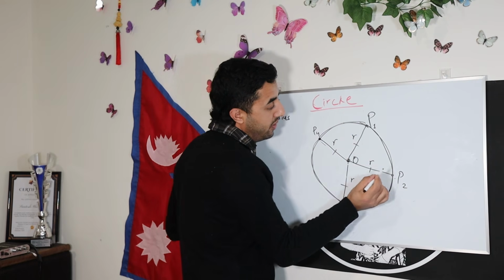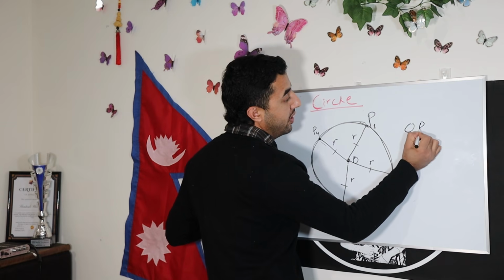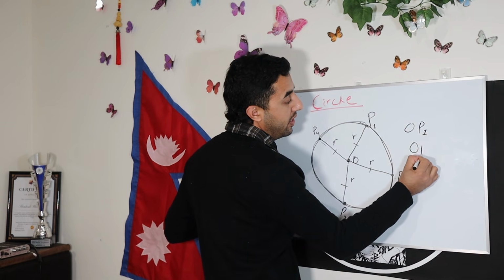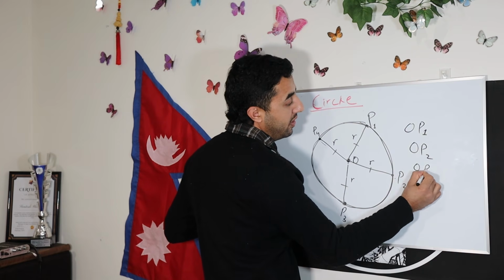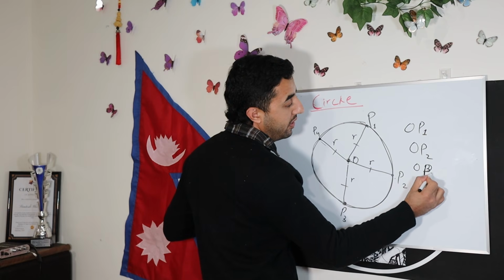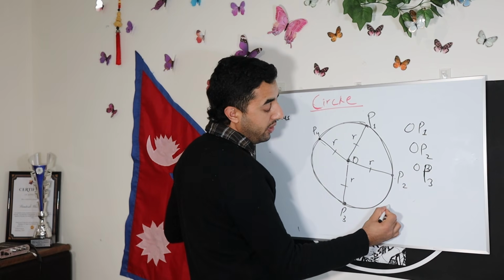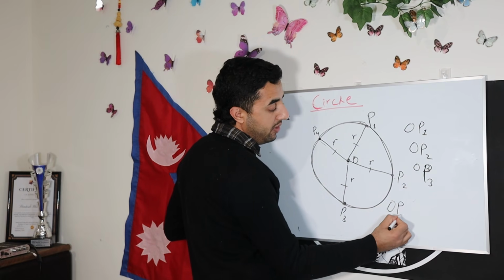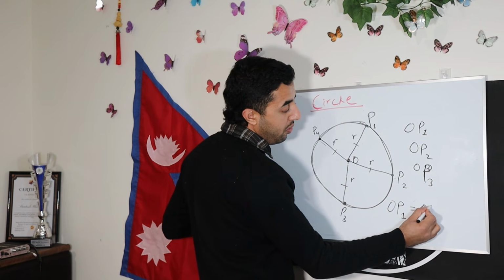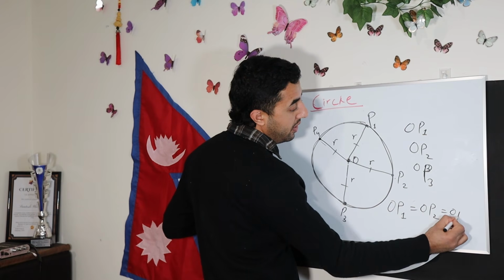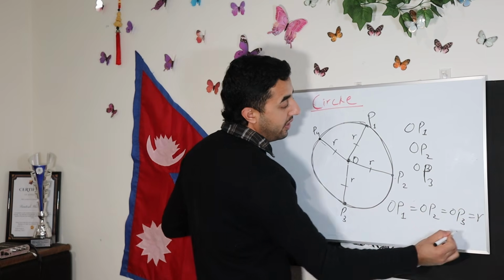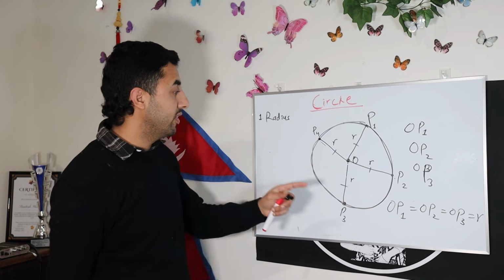Suppose OP1 is radius, OP2 is radius, OP3 is radius. That means always the radius of circle is same. Radius of same circle is always equal. OP1, OP2, OP3, they all are same. We can write this as R. So that's the radius of circle.